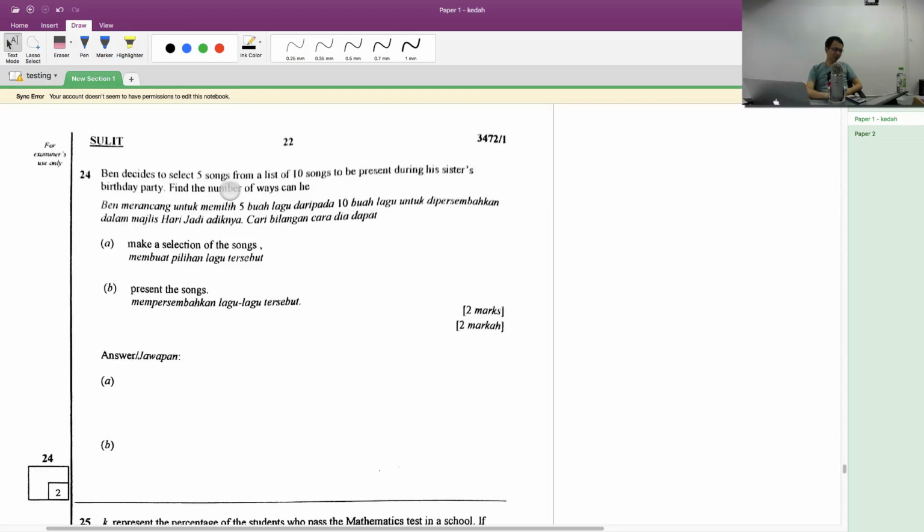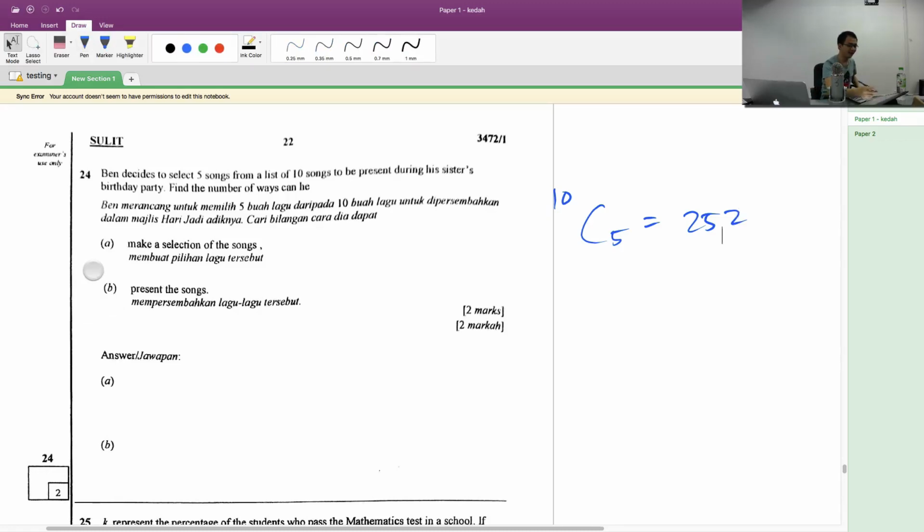Okay, question 24 I think is permutation and combination. Bands decide to select 5 songs from a list of 10 songs to be presented during the sister's birthday party. Find the number of ways he can make a selection of the songs. So if you have 10 songs, you want to randomly select 5 songs without the arrangement, it's just 10C5. Right, you just do 10C5 and you get 252. This is the number of ways you can select 5 songs.